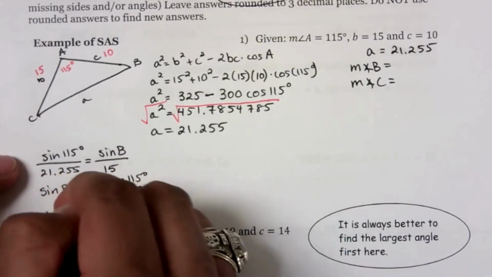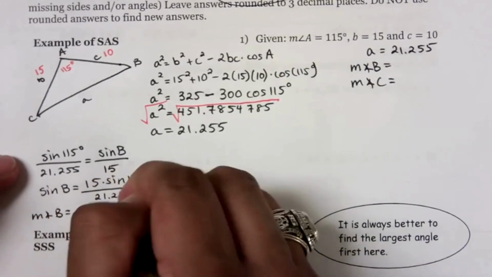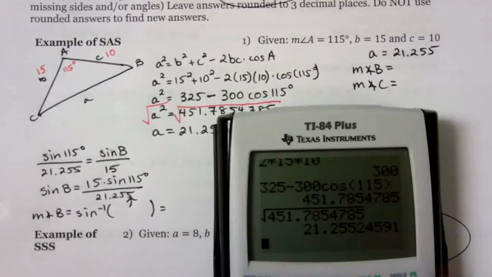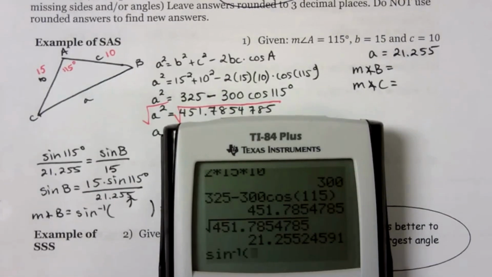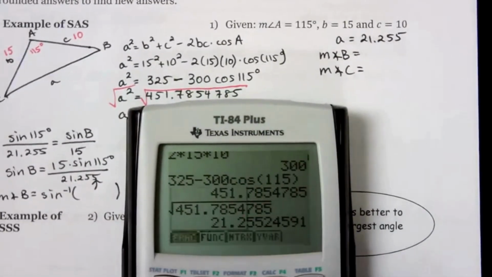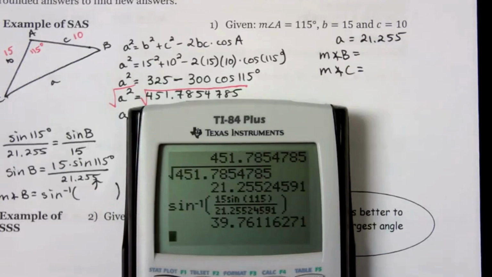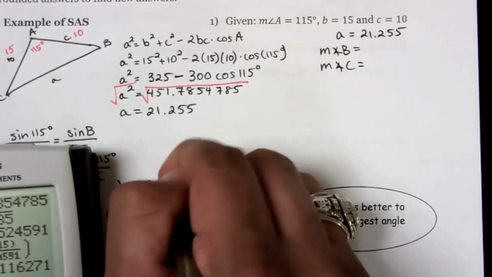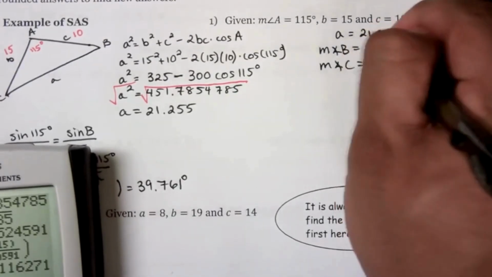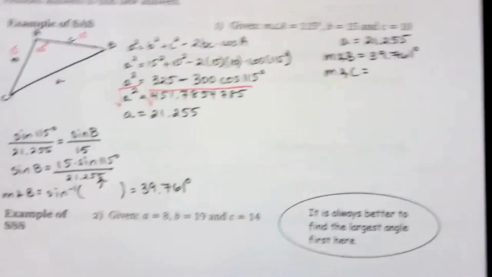So sine of B is going to be 15 times sine of 115 over that rounded value. Anytime you need to find an angle measure, you have to do the inverse. So I'm going to do sine inverse, fancy fraction, 15 sine of 115 over that value. I'm actually going to have to type in all of that on my own, because you can't copy it and paste it in the denominator. So we get 39.761 degrees.